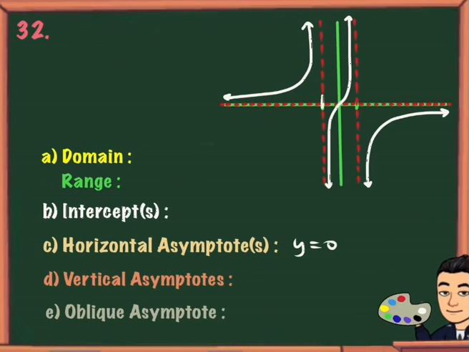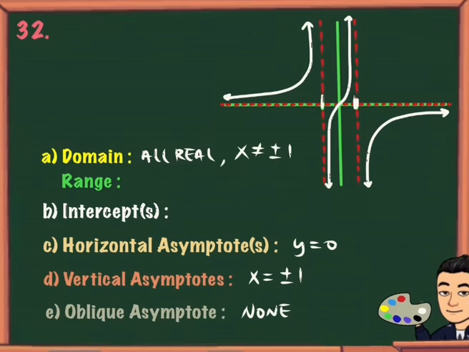One of them is negative 1. Another one is going to be positive 1. So you're going to put x is equal to plus minus 1. Okay. I don't see obliques, so you're just going to put none. Okay, so for the domain, you're going to put all real x is not equal to plus minus 1.